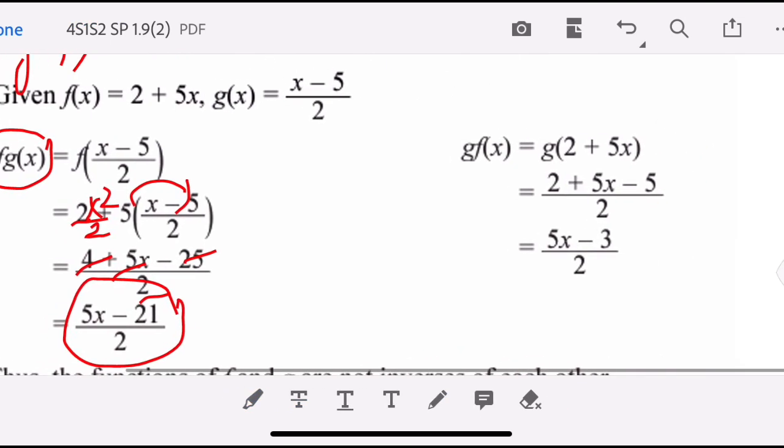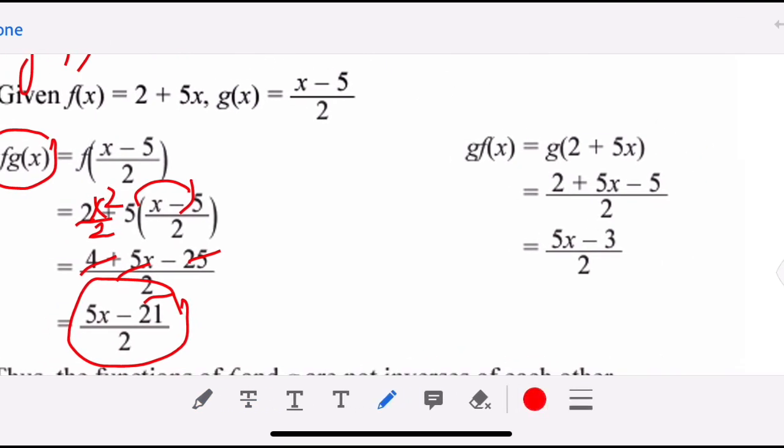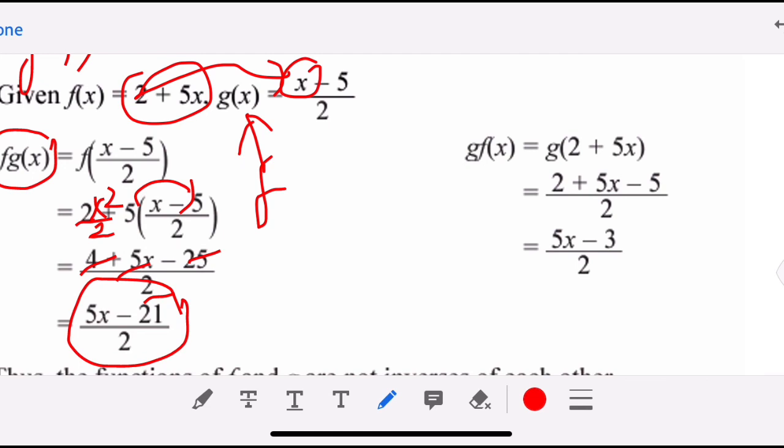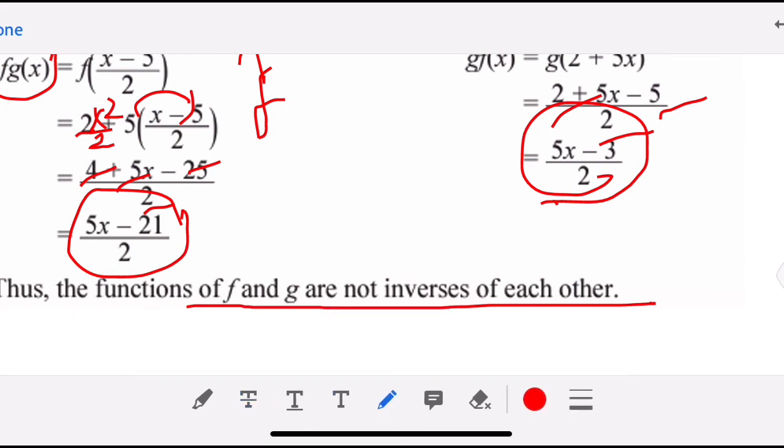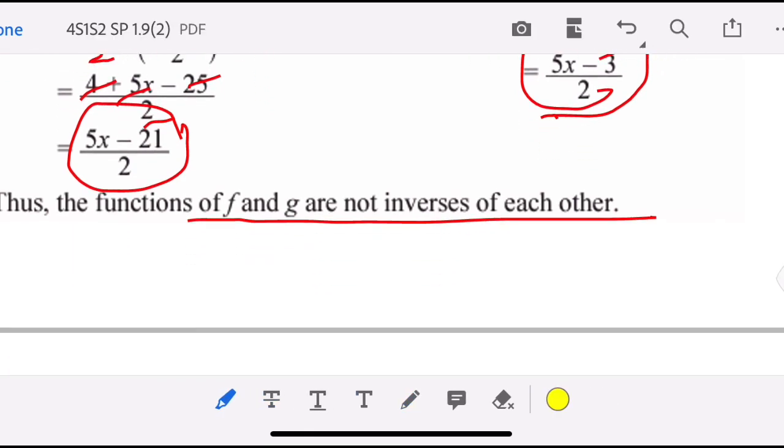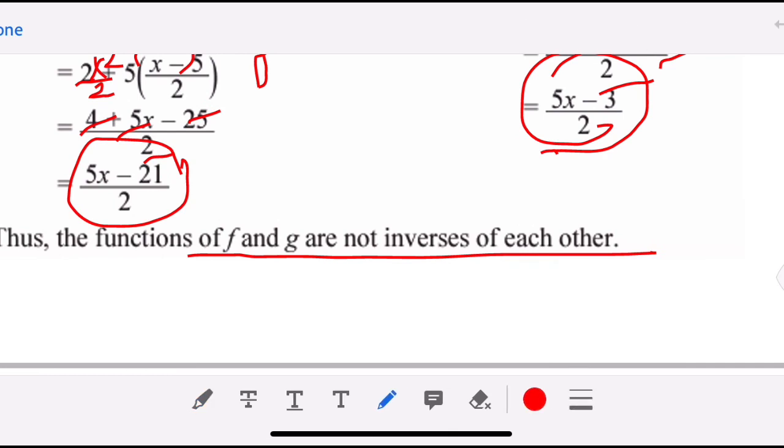Okay, finally, let's find gfx, meaning that I'm going to sub the f inside, and here I'm going to sub the 2 plus 5x. So this is quite simple. Minus 5 over 2, and you got 5x minus 3 over 2, which are not the same. So the functions f and g are not inverse of each other because they are not producing the object x.